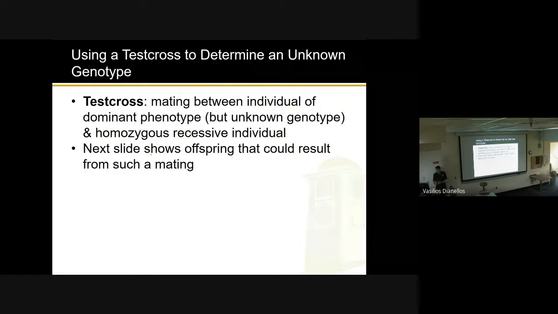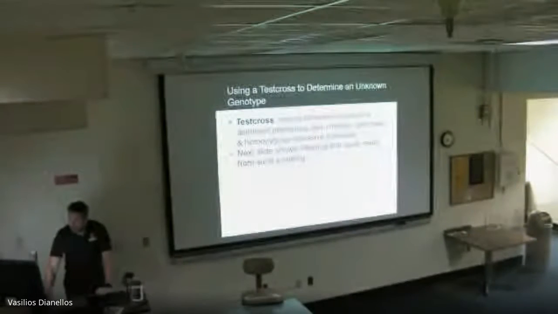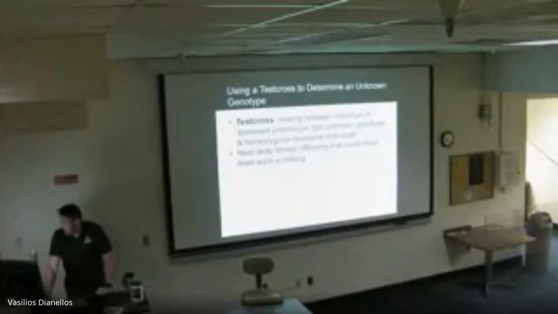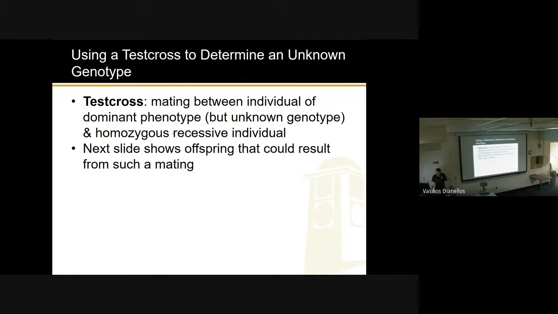So here we go, test cross. What is a test cross? It's a mating between an individual of a dominant phenotype with an unknown genotype and a homozygous recessive individual. So if anything, that would be the question. If anything, the question would be, who or what would you mate in a test cross? And the answer is obviously, first of all, the one with the unknown genotype. And you're going to mate them with somebody or something with a homozygous recessive genotype. So again, for the exam, if anything, that's what you would need to know. And the next slide is going to show you why that is the case.